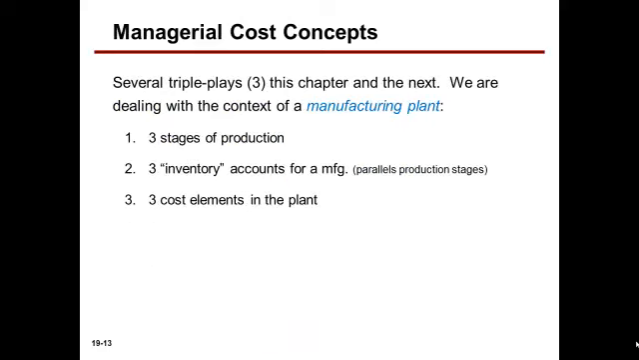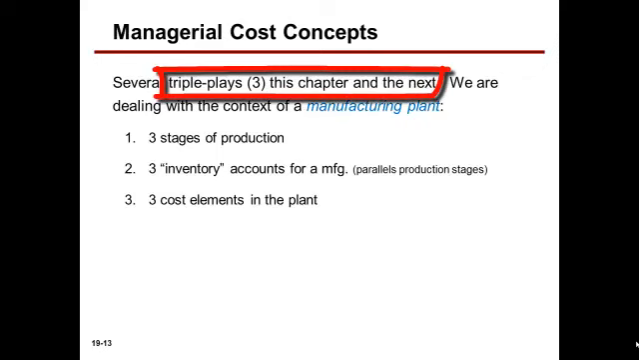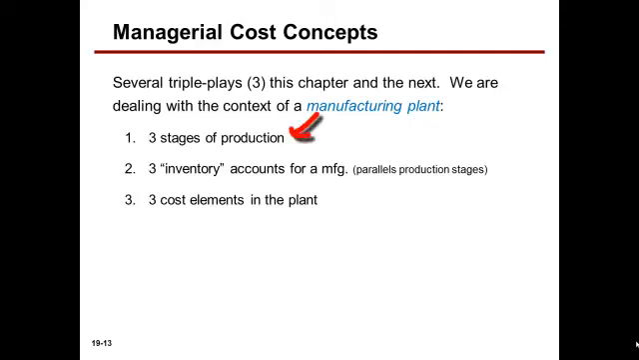There'll be several what I'll call triple plays in this chapter and the next. We are dealing with them in the context of a manufacturing plant. We'll discuss 3 stages of production, 3 inventory accounts for a manufacturing company that parallel the production stages, and 3 cost elements or classifications in the plant.